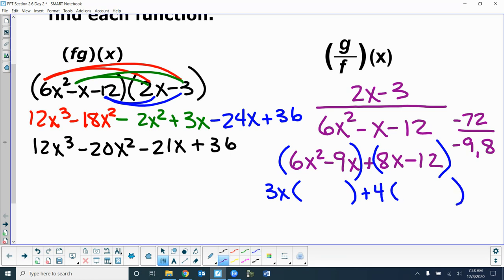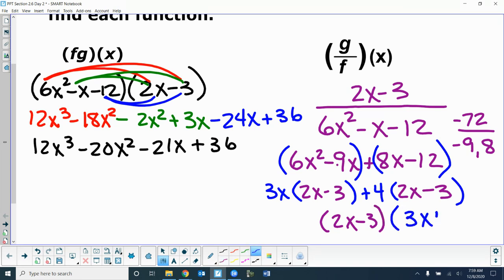All right, 6x squared divided by 3x is 2x. And negative 9x divided by 3x is negative 3. 8x divided by 4 is 2x. And negative 12 divided by 4 is negative 3. All right, so I have a 2x minus 3 and a 3x plus 4. We haven't done one of these for a while, but you guys were pretty good at it when we were factoring them earlier in the year.